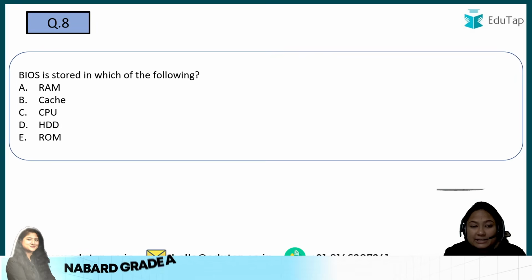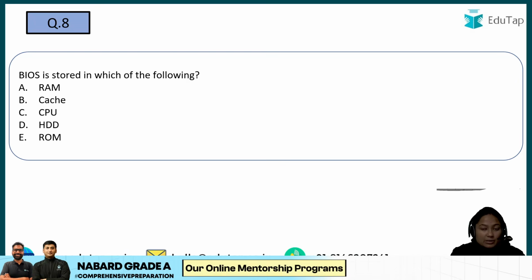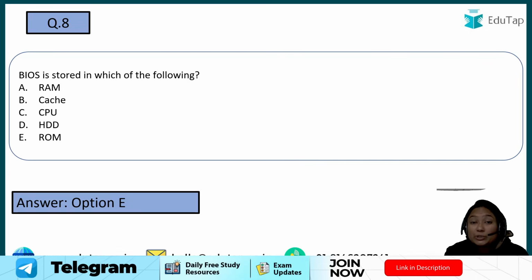Okay. Next is, BIOS is stored in which of the following? RAM, cache, CPU, HDD, or ROM? The correct answer here will be option E. In ROM we have the BIOS setting. BIOS is basically for the booting. I have explained it to you. For booting we have BIOS. For booting we also have POST.